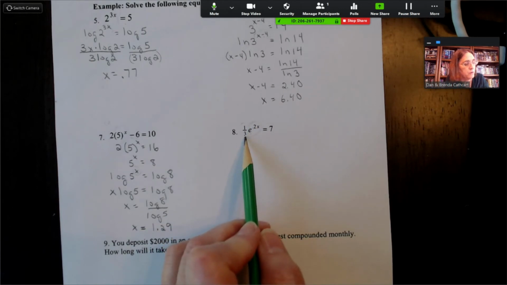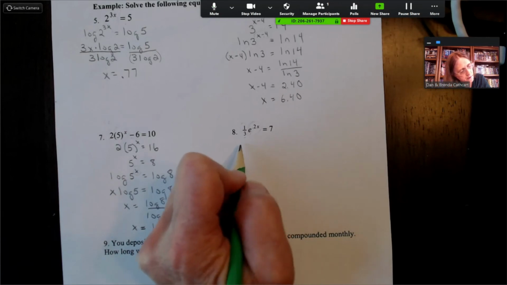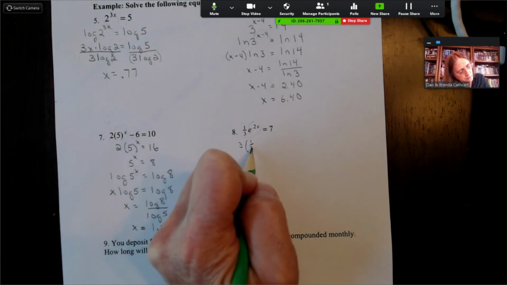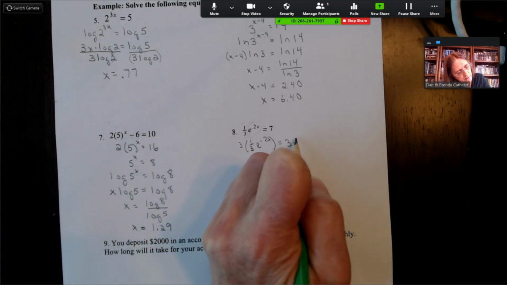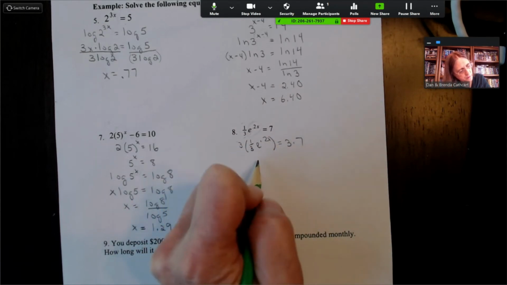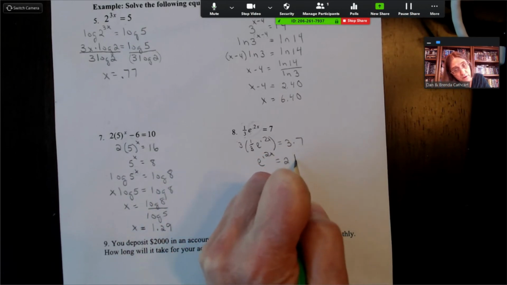So I'm going to undo the 1/3 by multiplying both sides by the reciprocal. I'm going to multiply both sides by 3 because I need to go 3 times 1/3. Those are reciprocals. These multiply to 1. So I have e to the 0.2x equals 21.